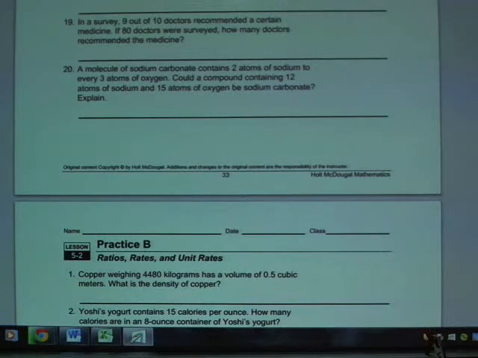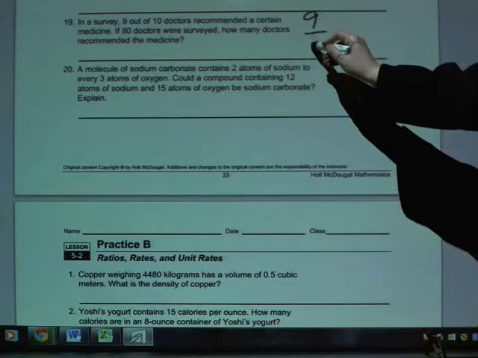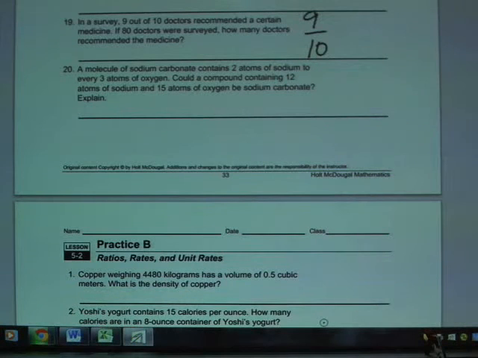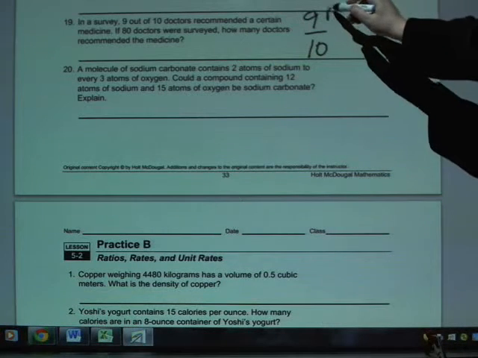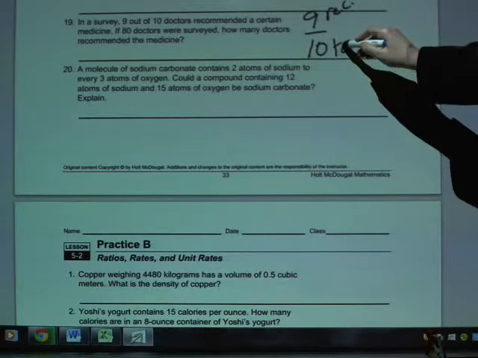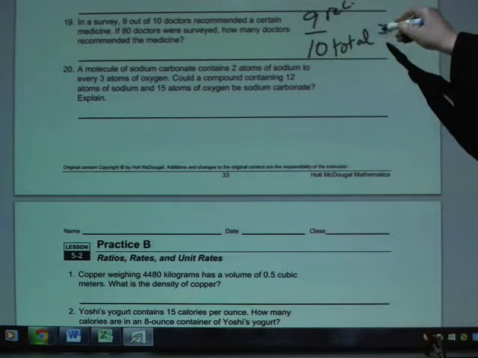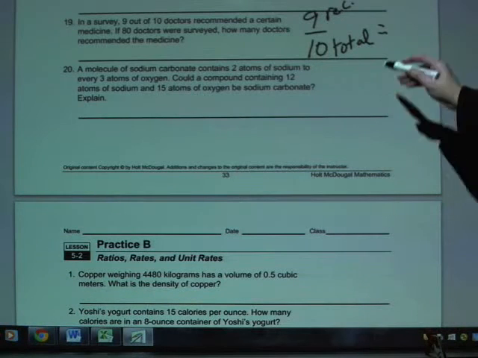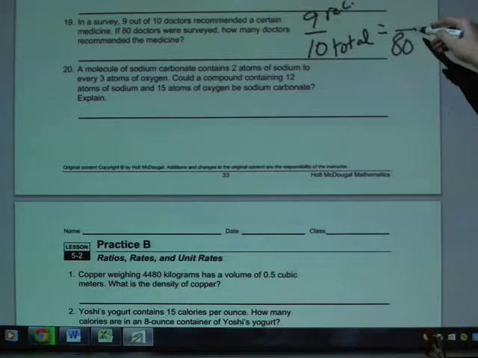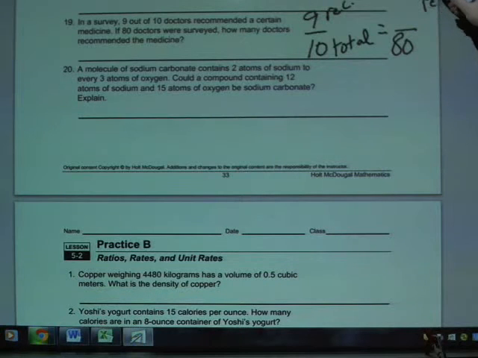All right, let's finish this up by taking a look at a story problem down here. Number 19, in a survey, 9 out of 10 doctors recommended a certain medicine. If 80 doctors were surveyed, how many doctors recommended the medicine? So what they're saying here is 9 out of 10, or the fraction 9 over 10, shows how many recommended the medicine. 9 recommended out of 10 total doctors. They're saying that they're going to go test this out with 80 total doctors. And they want to know how many are going to recommend it.